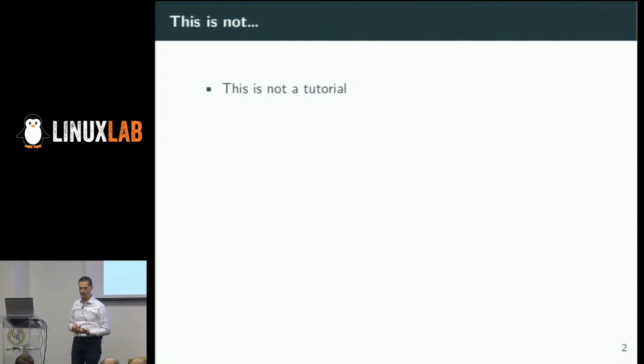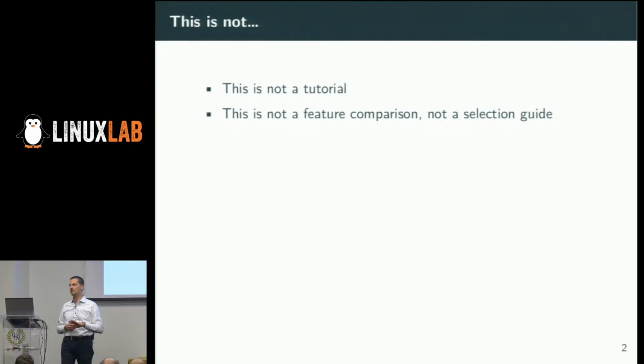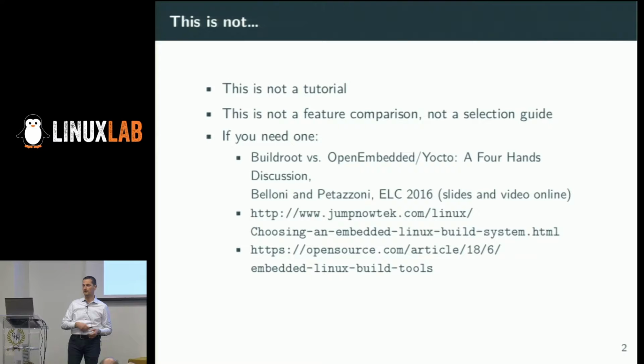Okay, first, this talk is not a tutorial, and it is not a comparison between the two to help you select the best tool for you. If you need one, there are a few out there. There's a very nice talk and a couple of blog articles. I suggest you look at them. They are pretty much unbiased, and I suggest them strongly. What they both end up with is basically that both Buildroot and Yocto are very good tools. Each of them is better than the other in several relevant use cases. So chances are you'll use the other one for your next project.